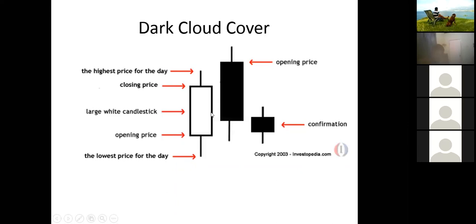So in the example we are seeing here, a nice little uptrend. We had a correction to the trend, this nice red bearish candlestick. Then we had the next green candlestick open at this price. It pushed down a bit to the lowest price for the day, pushed all the way back up and closed at much greater than 50% of this red bearish candlestick.